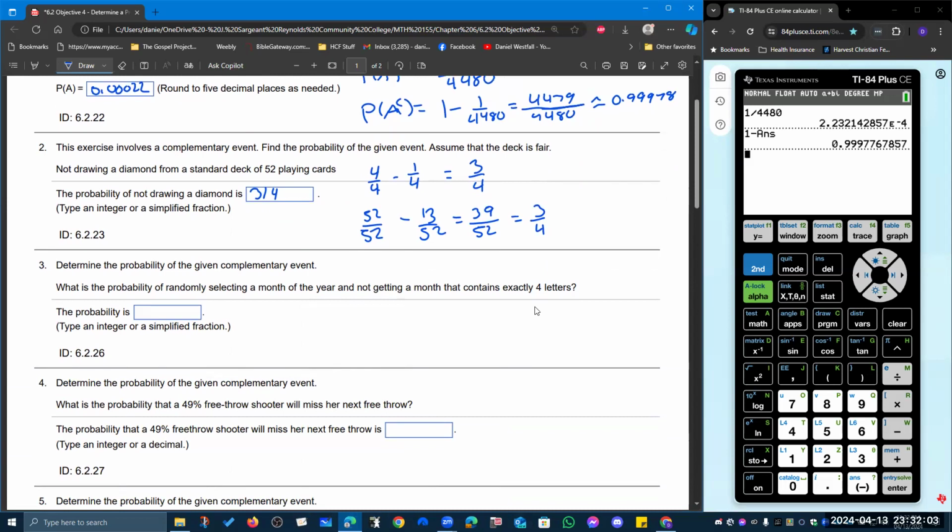Now we want to find the probability of randomly selecting a month of the year and not getting a month that contains exactly 4 letters. So start off with 12 over 12, and we have 2 months that are 4 letters. They are June and July. All the other months have more or fewer letters than that. So this is 10 out of 12, and that reduces to 5 out of 6.